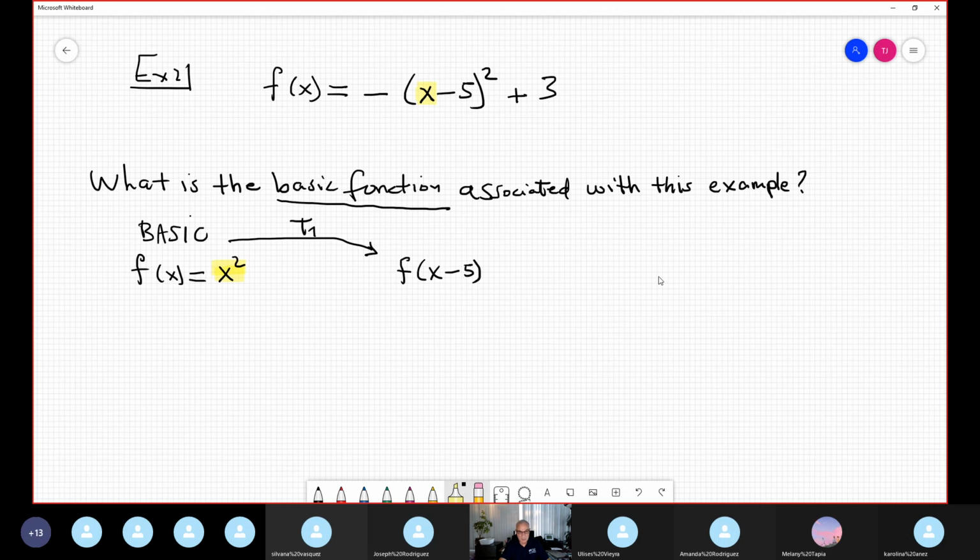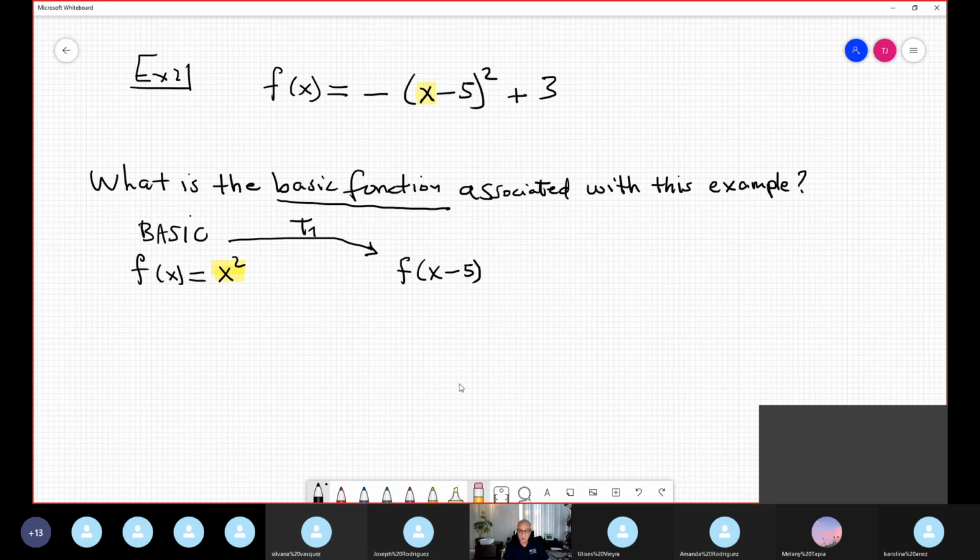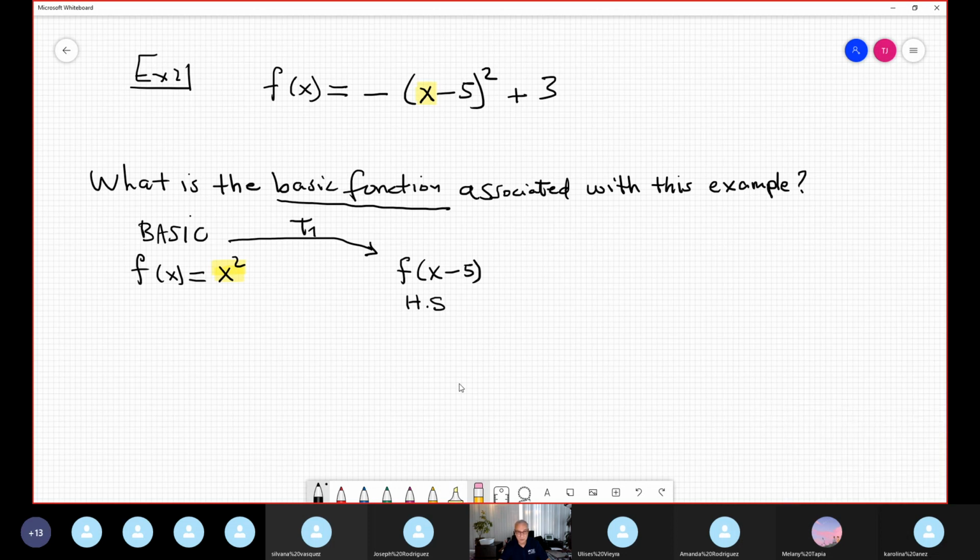So now, what is the name of this transformation? Shift, compression, reflection? What is that? Hey, are you there? Horizontal shift. Very well. Dylan says horizontal shift. In what direction, Dylan? Left or right? Horizontal shift, professor. Okay, good. In what direction? Right or left?